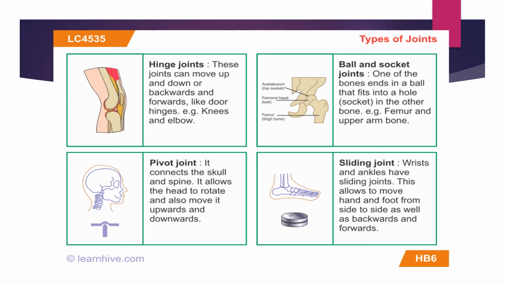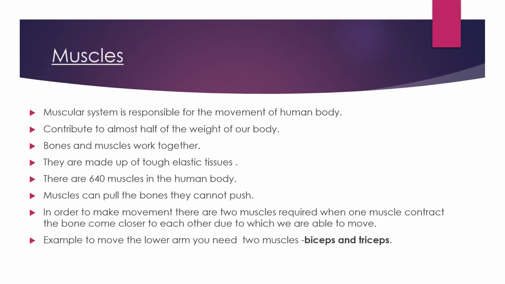Next, and the last one, is the sliding or gliding joint. Sliding or gliding joints allow bones to slide on each other between any 2 parts. This allows us to move our hand and foot from side to side as well as backwards and forwards. It is present in our wrist and ankles.